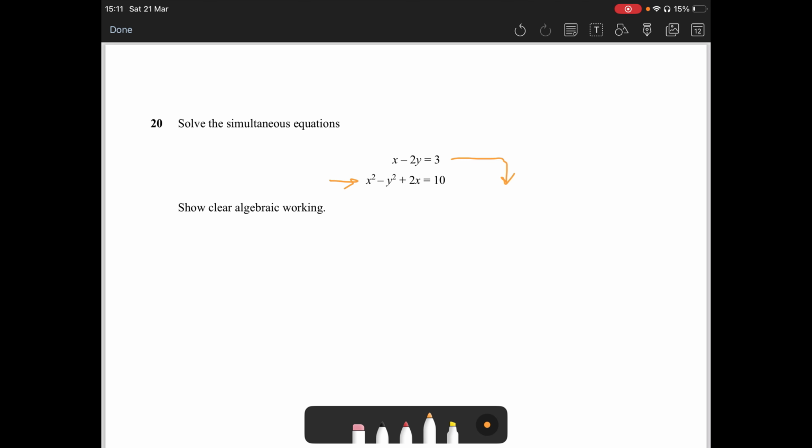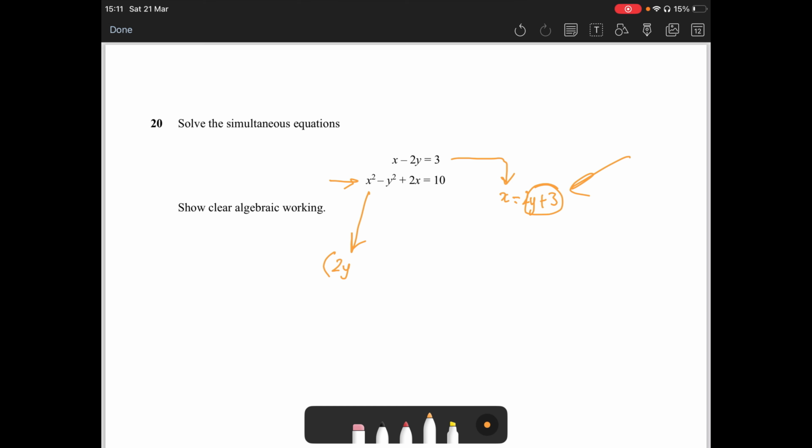So here's what you do. We're going to make x the subject in the first one. So this is now going to be x equals 2y plus 3. And anywhere in the second line where I see x, I'm going to change it to this, 2y plus 3. We call this solving simultaneous equations by substitution. And it's the only way you can do this. So look, that x, change it to that, right?